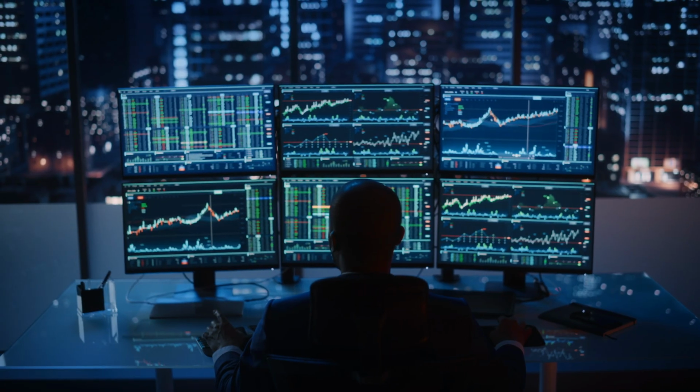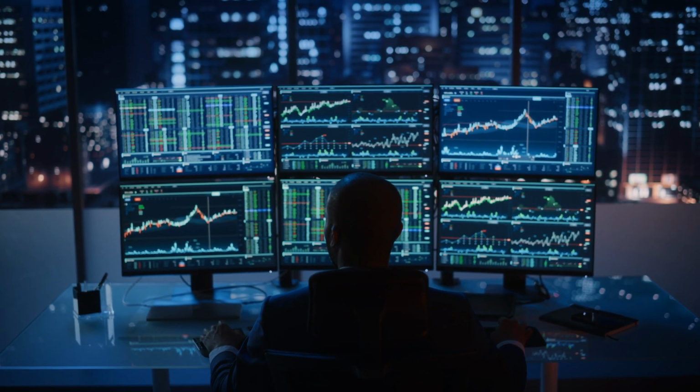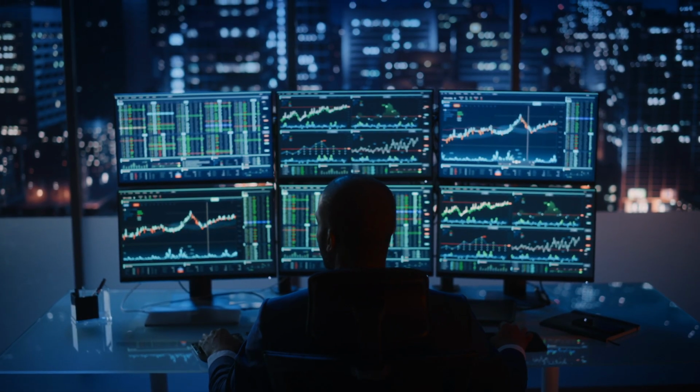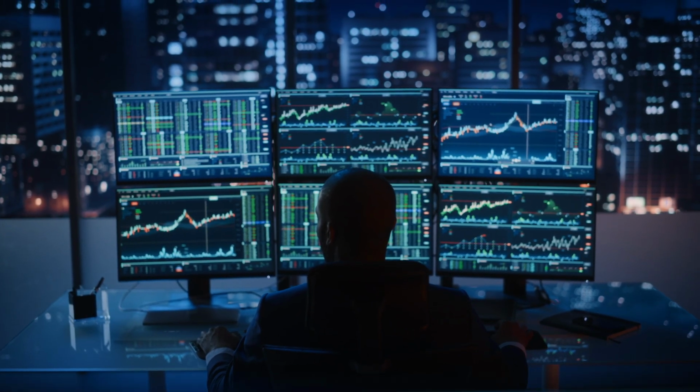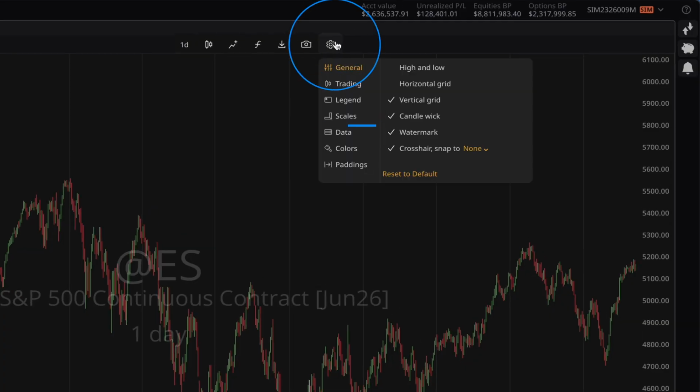Most traders set up their chart and never touch the price axis again. That's worth reconsidering because how your axis is scaled and what it displays changes how you interpret every move on the chart. A trend that looks explosive on one scale can look completely different on another. These controls all live in the Scales tab under Settings.